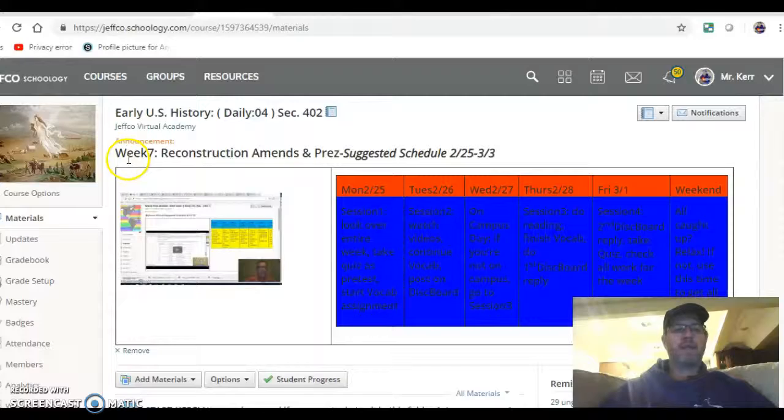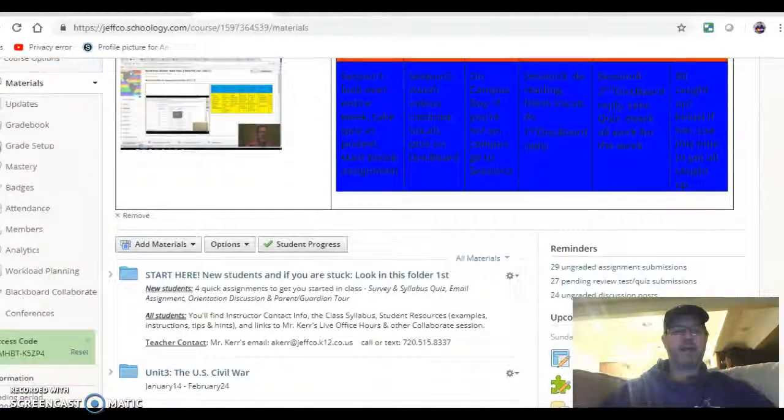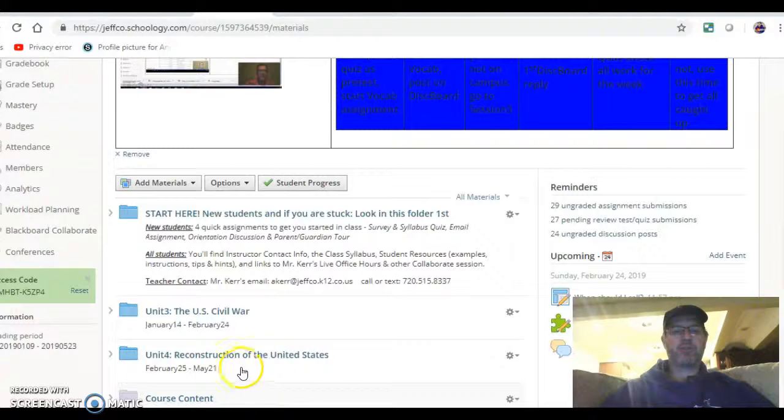So it's week 7, but we are now in Unit 4, Reconstruction of the United States. Unit 3, of course, was the United States Civil War, and now that we finished up with the Civil War, we had our catch-up week last week, and now we are on to what is generally called the Reconstruction in the United States. This unit is going to cover the second half of the 19th century, basically from the end of the Civil War up through the end of the century, 1865 through about 1900.